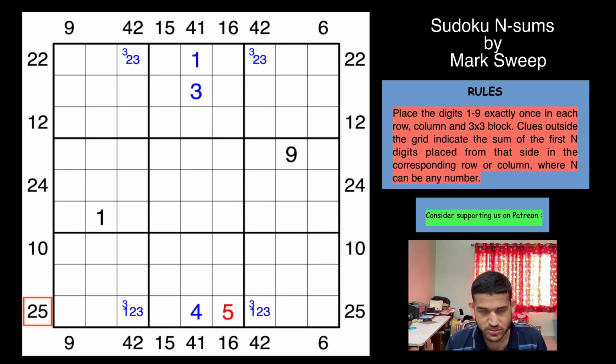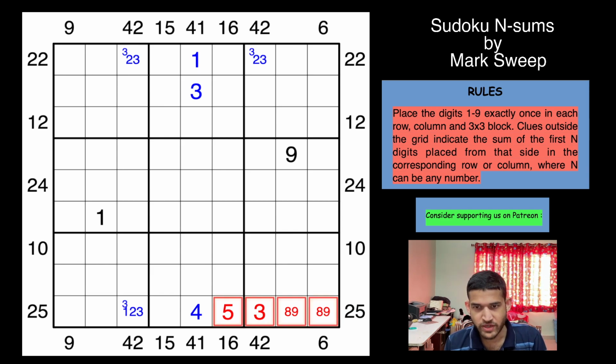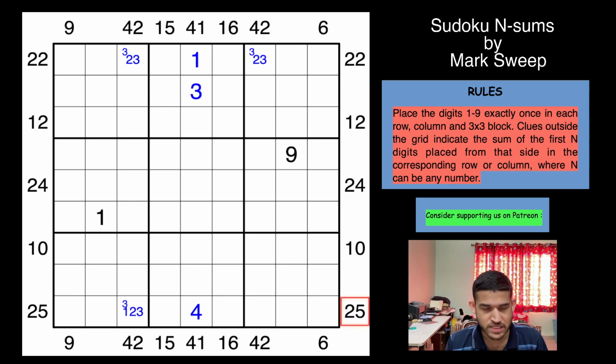Now remember, this is 4 cells long. Now to get to 25, even if you are to take a 3 here and an 8 9 here, you'll just about reach 25. But what does this do to the 6 clue? Breaking the puzzle, right? 6 is getting broken, which means that this 25 can never be 4 cells long.